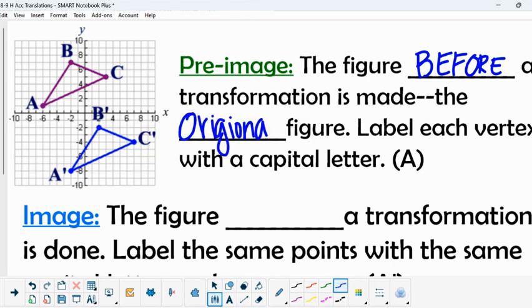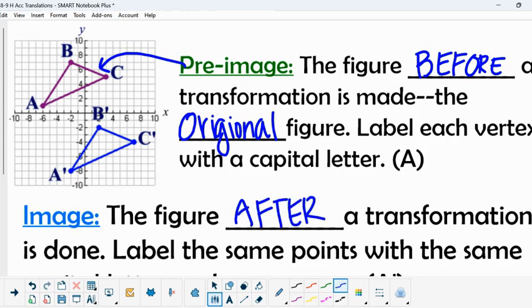I spelled that wrong. You would label the original figure with just a capital letter. So maybe look up here, mine might be a little bit more clear. Is the purple or the blue the original with just a capital letter on it? The purple. So you just arrow over to purple. That's our pre-image. Then when you've done a transformation on something, we call it the image. That's the new image. It'll be image or new image. So that's the figure after the transformation's done.